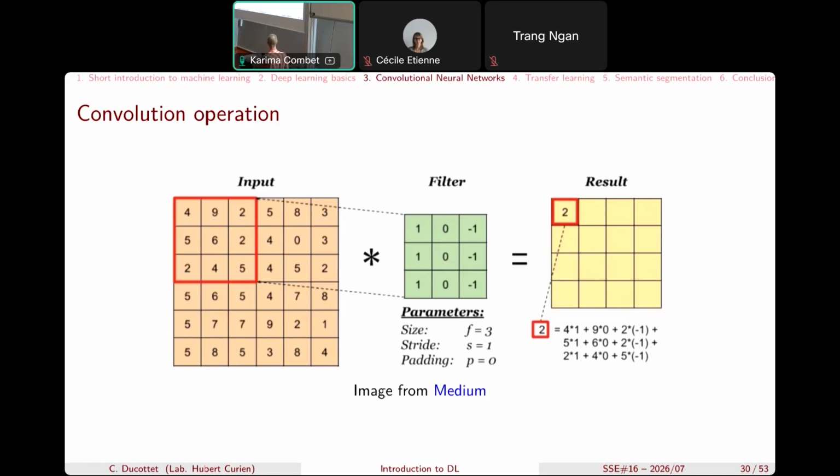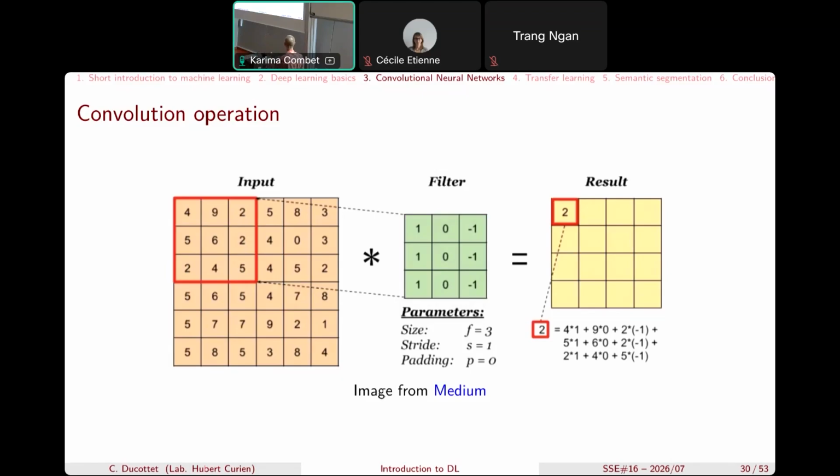So here, this is 4 times 1, 9 times 0, plus 2 times -1, plus, and so on. So I do this operation for all the region to have a single output value. Okay? So in this process, I take my filter here, and I move my filter step by step over all the image to have a matrix as output, which will be another image.